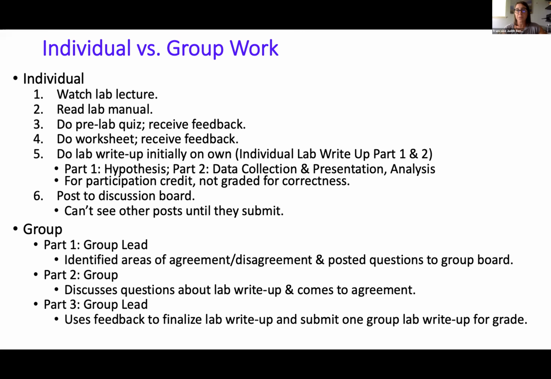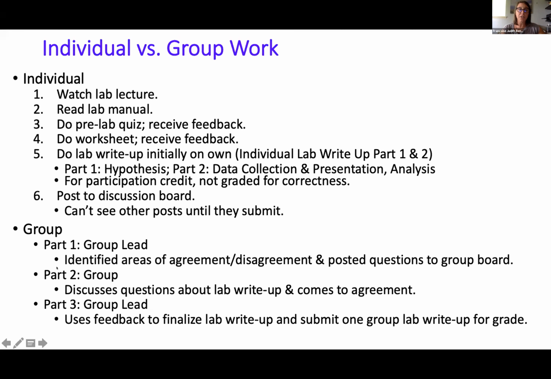And this was broken into three parts. The first part was the group lead. We had an identified group lead, and they identified areas of agreement and disagreement and posted questions to the group. So they looked at all four members' individual lab write-ups, determined which questions they agreed upon, which they disagreed upon, and they posted all the disagreements into an organized thread in their group discussion board.